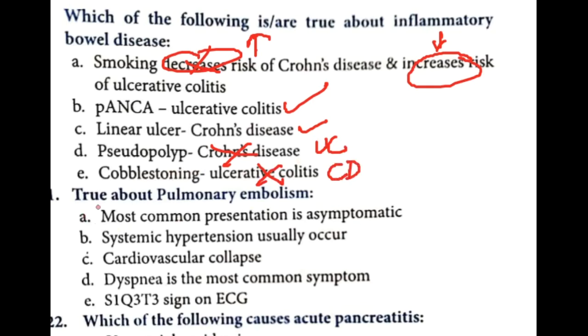Next question, true about pulmonary embolism. The most common presentation of pulmonary embolism is asymptomatic, true. Systemic hypertension usually occurs? No, there is no relationship between pulmonary embolism and systemic hypertension.